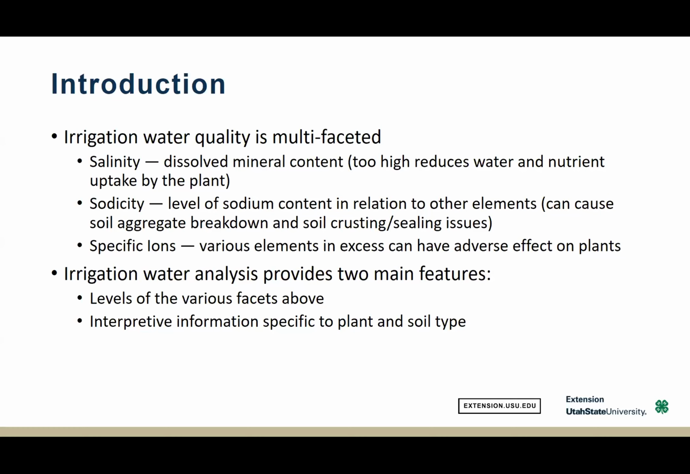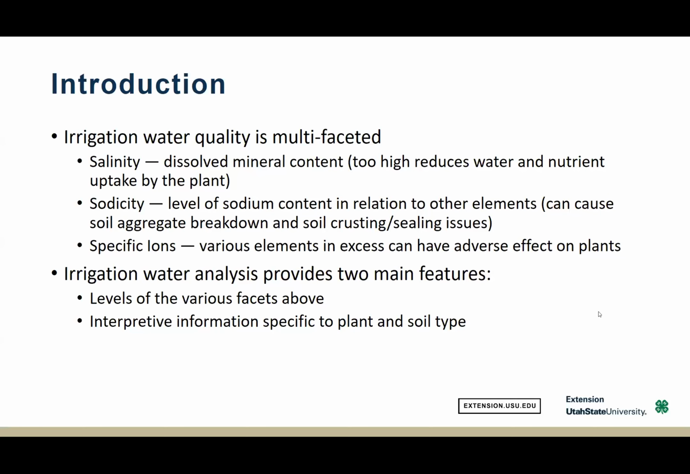Sodicity really is the sodium content in relation to other elements, particularly calcium and magnesium. Higher sodicity levels can cause soil aggregate and structural breakdown, causing soil crusting, sealing issues, infiltration, and aeration problems. And then there are some specific ions that we need to pay attention to too, that contribute to adverse effects on plants. You generally get two primary features in an irrigation water quality report.